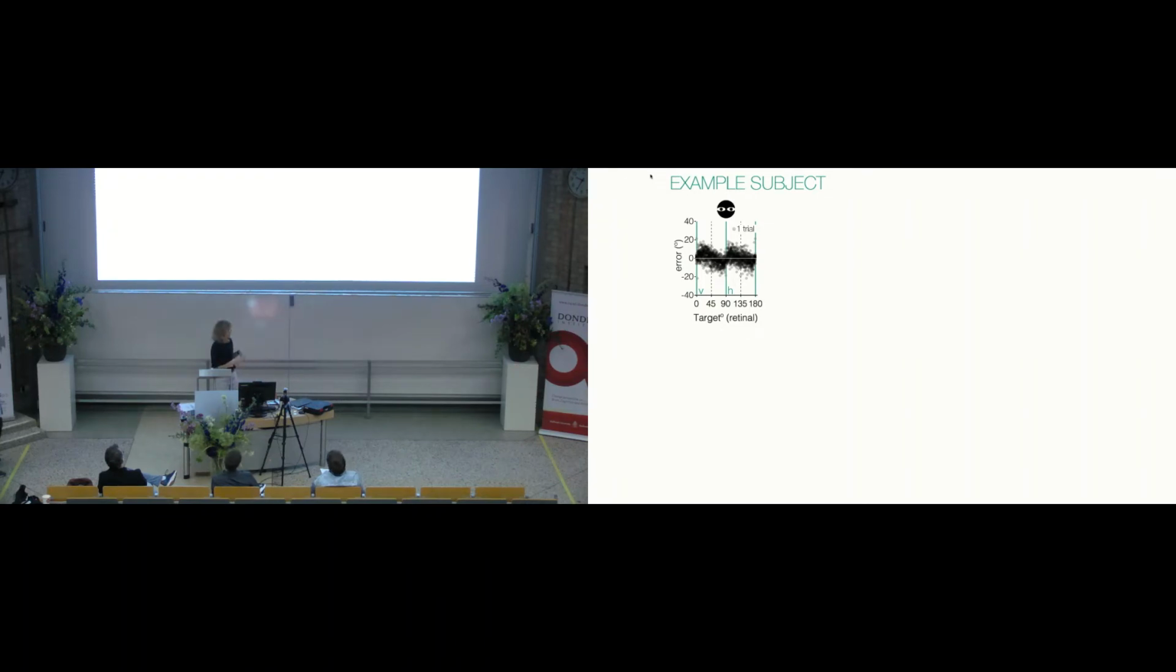So we collected lots of trials. This is actually just the raw data. And what you can see already is that these errors are not really uniformly distributed around zero, around no error. So we can take these two summary statistics.